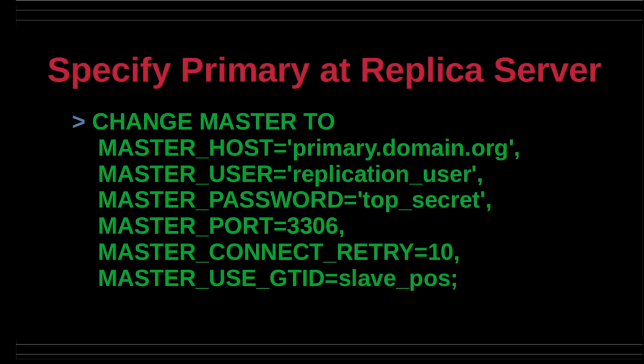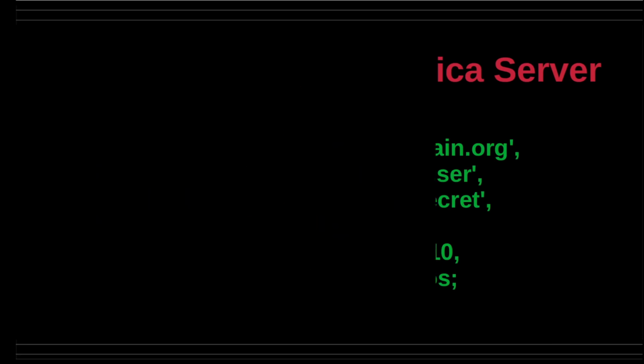The command to specify the connection settings of the primary database server at the replica server is shown on the slide. This command leverages the concept of global transaction IDs with the last option in the command example shown on the slide. The option is master_use_gtid.